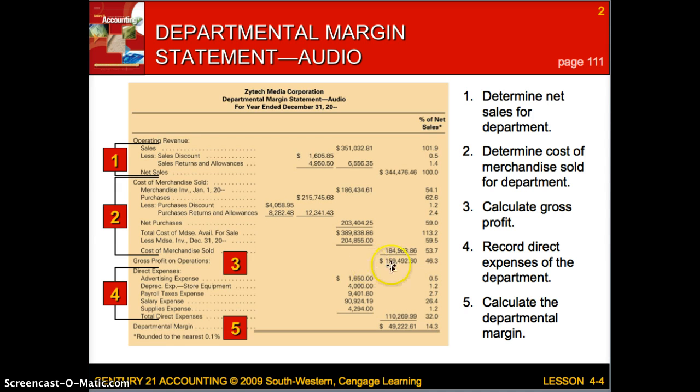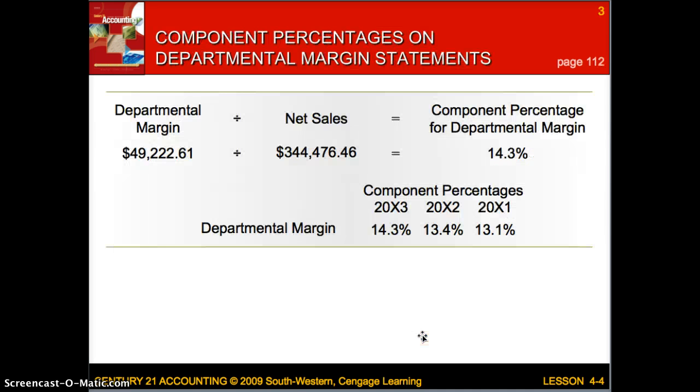And our gross profit on operations, taking our net sales minus our cost of merchandise sold, will give us our gross profit on operations of $159,492.60. Then we need to record the direct expenses of the department. Remember, those are specifically for the audio department. So we have advertising, depreciation on equipment, payroll, etc. Those things will be taken off from our gross profit on operations, and our departmental margin is right here at $49,222.61.